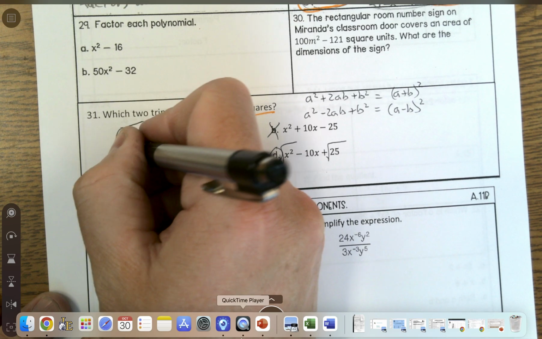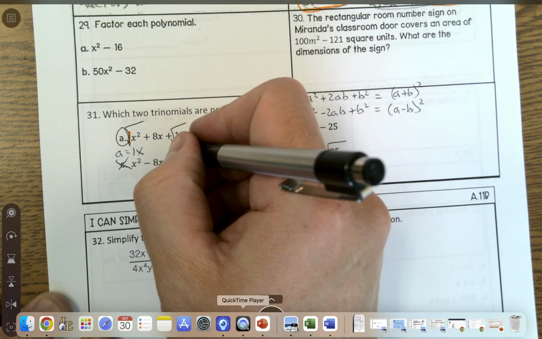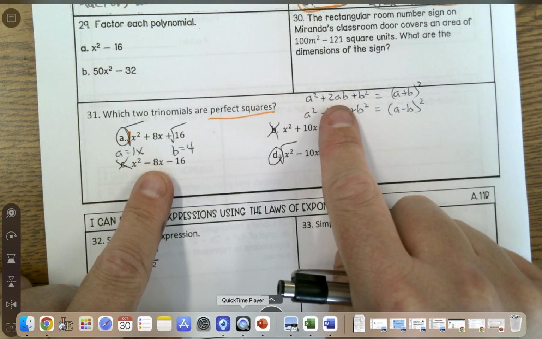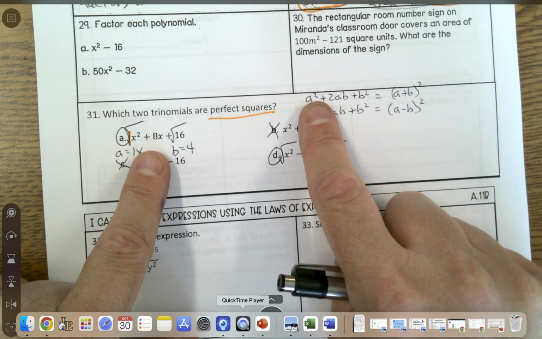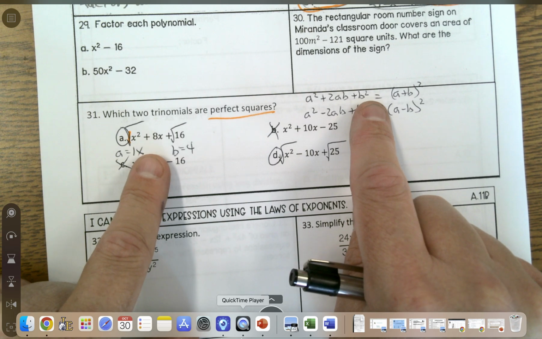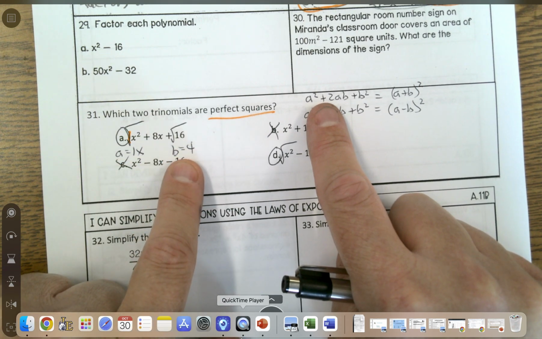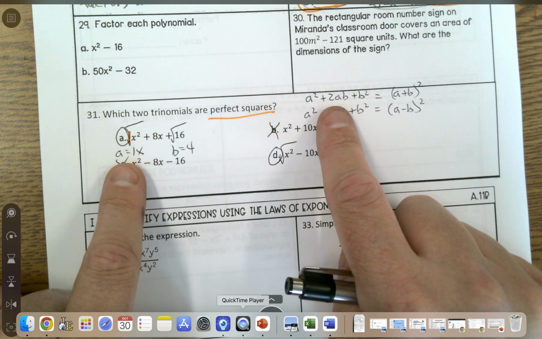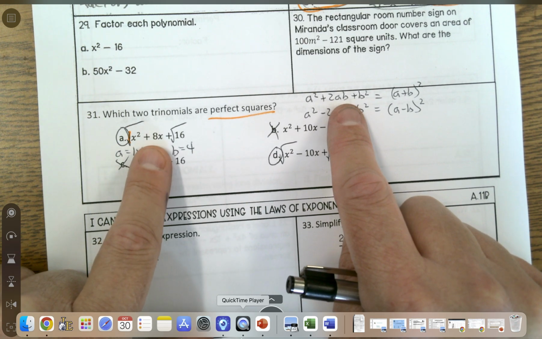If I square root this 16 here, I end up with a 4, and that's my b value. And I'm looking at this very first equation here, because this is the one that has a plus and a plus. And notice we have an a squared, and we have a b squared. So if I square root this first term, that gives me my a term. And if I square root this last term, that gives me my b term. And I want to know if I were to throw in the 1x and the 4 for the a and the b, does that get me an 8x? And if it does, then this is the right answer here.